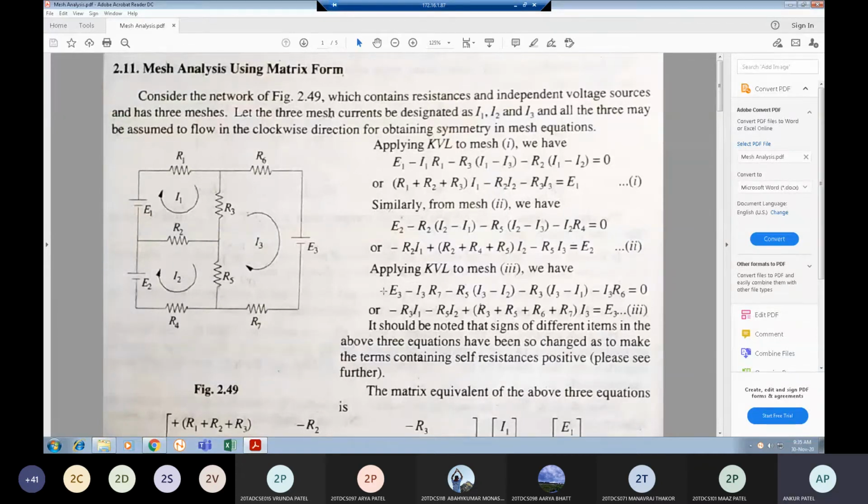Here this is minus E3 minus I3 R7 minus R5 (I3 minus I2), because you can see the direction. So when we come here, this is the positive and this is the negative end, so it becomes minus E3. I am repeating this loop. Suppose I am starting from here: minus E3 minus I3 R7 minus R5 (I3 minus I2) minus R3 (I3 minus I1) minus I3 R6 is equal to 0.